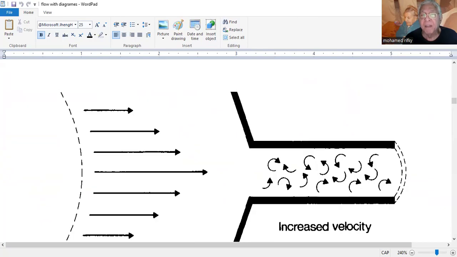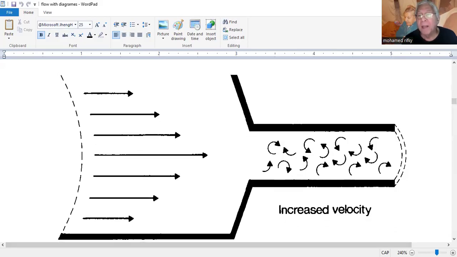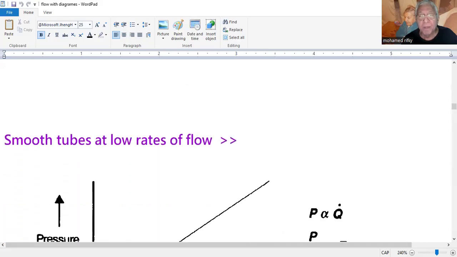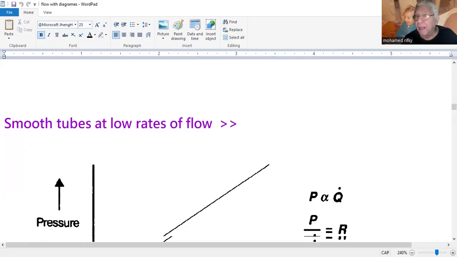This is the difference between the laminar and the turbulent flow. You can see that in the laminar flow, the lines are straight. There is no turbulence, no eddies. But regarding the turbulent flow, as you can see, there is turbulence, there are eddies and swirls. Of course, the flow in laminar flow is maximum in the middle and becomes less as you reach the surface. So smooth tubes at low rates of flow can initiate laminar flow.